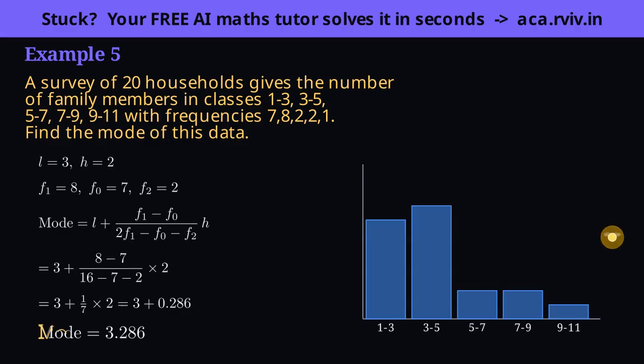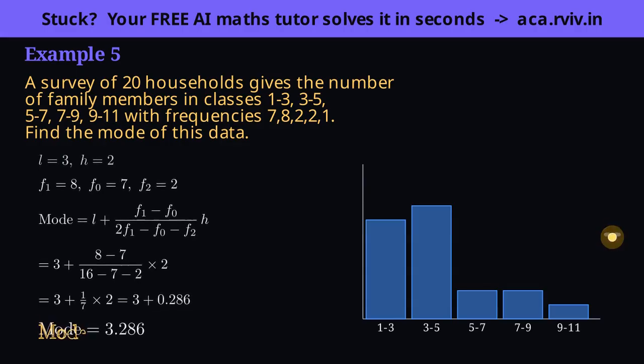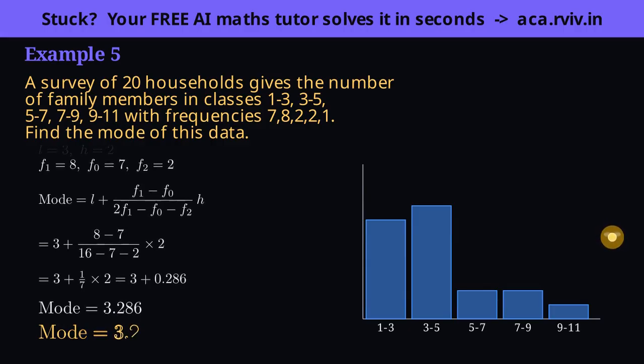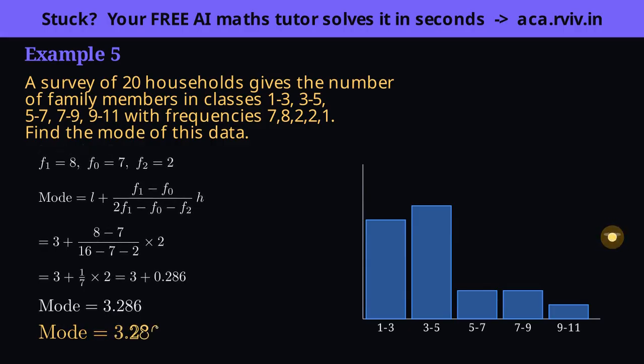So notice what the formula did. It nudged the mode away from the lower limit toward whichever neighbor was less lopsided. Here the class after the peak is much lighter than the one before, so the peak barely leans up from 3, exactly the leaning toward the taller neighbor picture from the histogram.